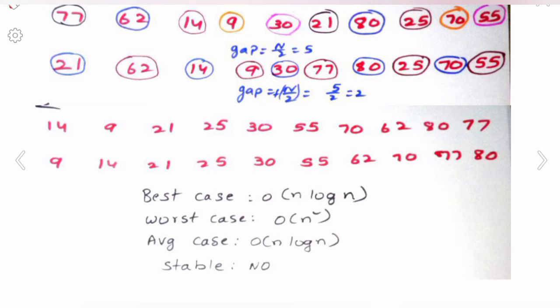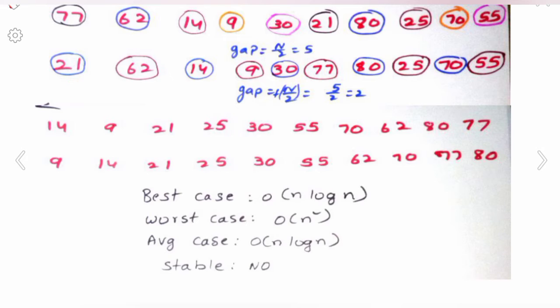So 77 and then 21. Here the gap is 5, right? 1, 2, 3, 4 and 5. So the gap is 5 between the 77 and 21. We are going to compare these two elements. 21 is less than 77, so we are going to swap these two elements here.